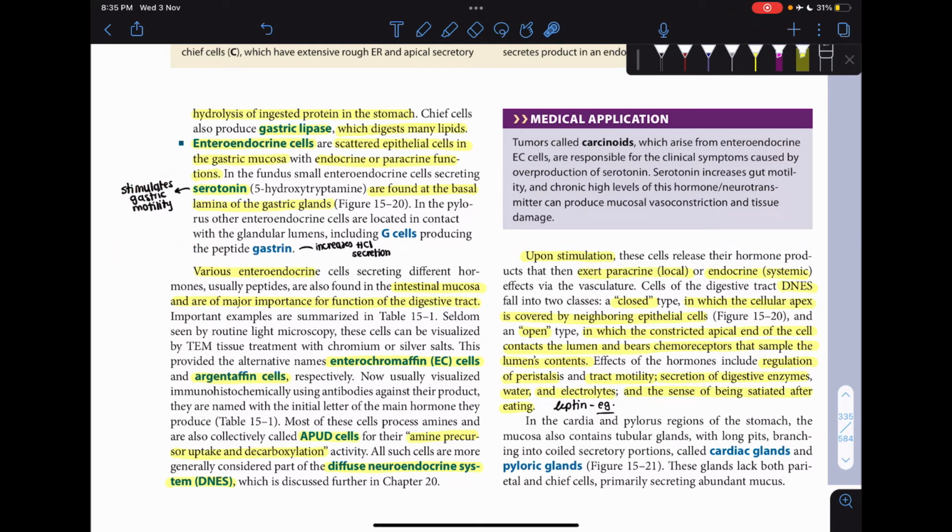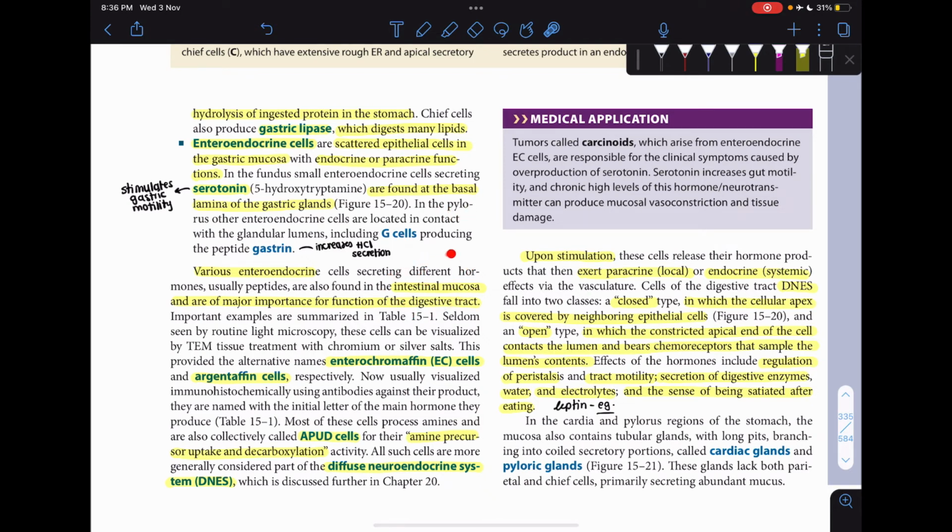And in the fundus, the enteroendocrine cells are found at the basal lamina of the gastric glands. In the pylorus, however, the enteroendocrine cells are located in contact with the glandular lumens, and an example of that is the G cells, which produce the peptide gastrin, and gastrin increases hydrochloric acid secretion. Various enteroendocrine cells secrete different hormones, usually peptides, and are also found in the intestinal mucosa. We can find them in the fundus, the pylorus, and the intestinal mucosa.